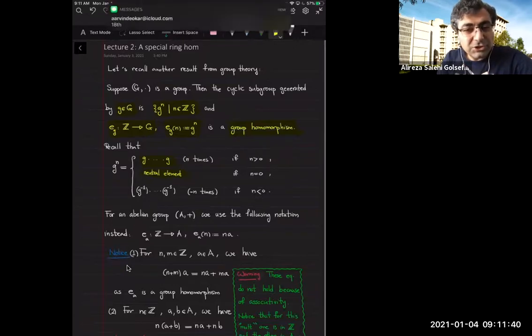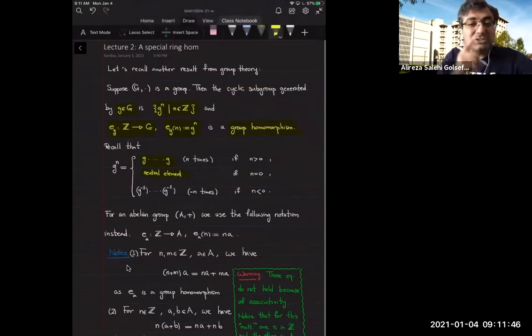And how about G to power negative 2? G to power negative 2, by definition, is G to power negative 1, which is inverse of G, raised to power 2, which means it is G to power negative 1 times G to power negative 1 times G to power negative 1. How many times? Negative n times. Notice n is a negative number, so negative n is a positive number now. So that's the definition of G to the n.